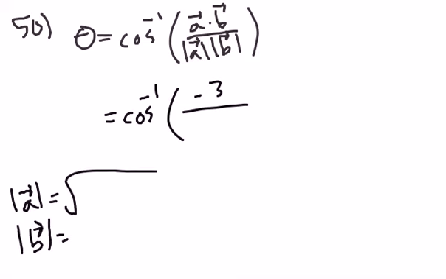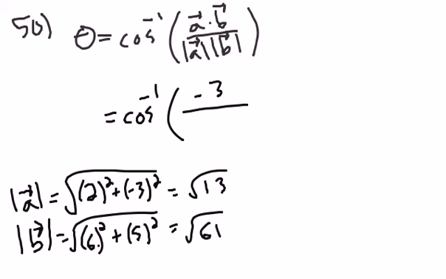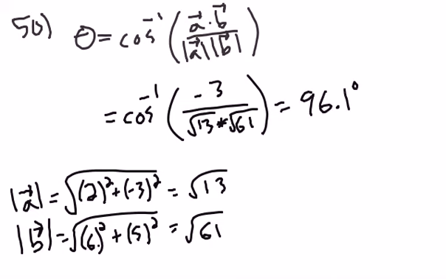The magnitude of A is the square root of 2 squared plus negative 3 squared, because A was (2, -3). The magnitude of B will be the square root of 6 squared plus 5 squared, because B is (6, 5). This will give you square root of 13 and square root of 61. So you plug this in, and in the end, rounded to the nearest tenth of a degree, it is 96.1 degrees. So there's number 50.